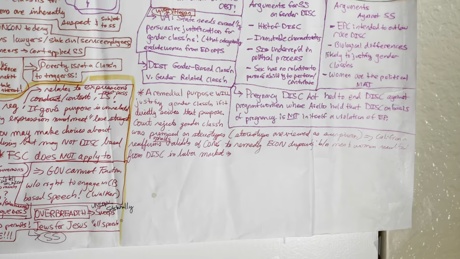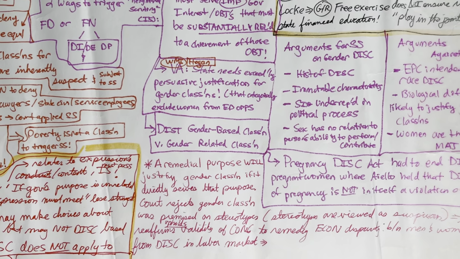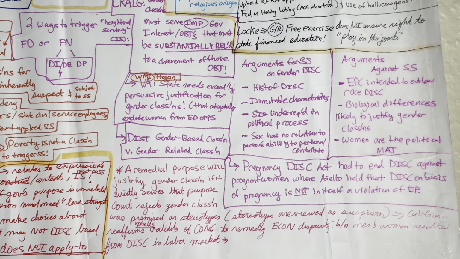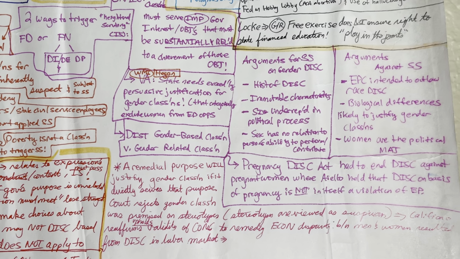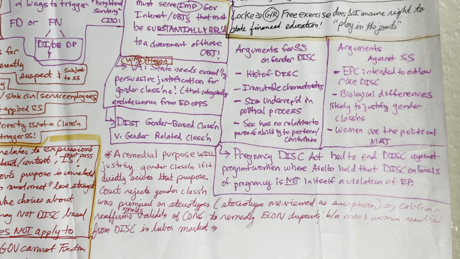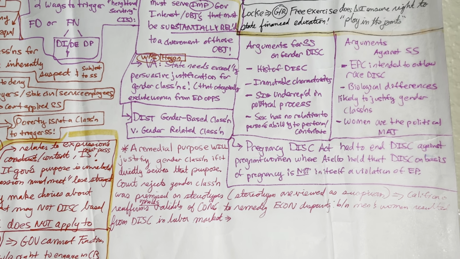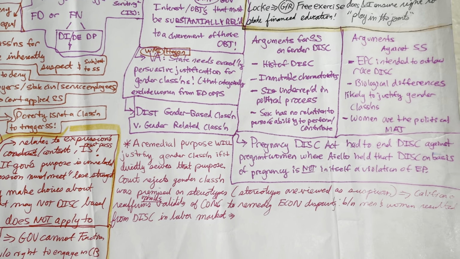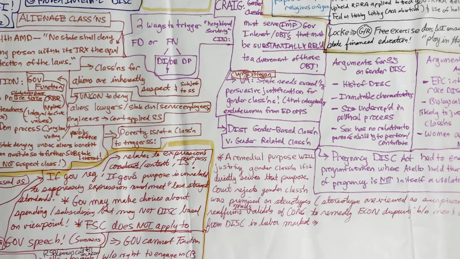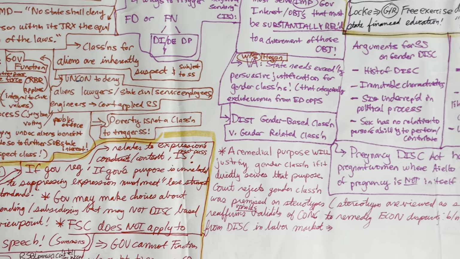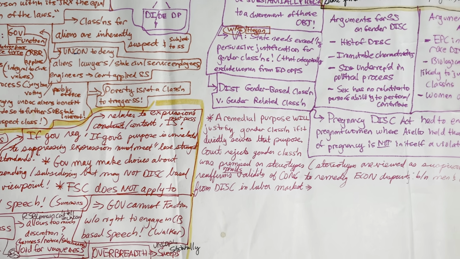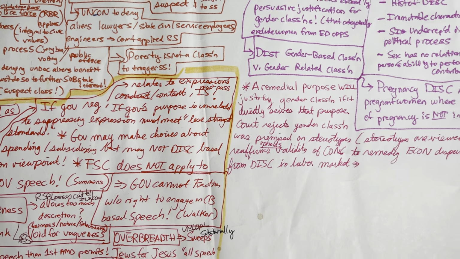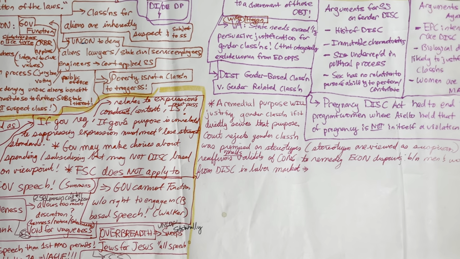And so there are also arguments for strict scrutiny on gender discrimination: history of discrimination, immutable characteristics, significant underrepresentation in the political process, since most lawmakers are still men even in 2021. Sex has no relation to a person's ability to perform or contribute. Those are arguments for any sort of heightened scrutiny when it comes to gender classifications. But we distinguish gender-based classifications versus gender-related classifications.